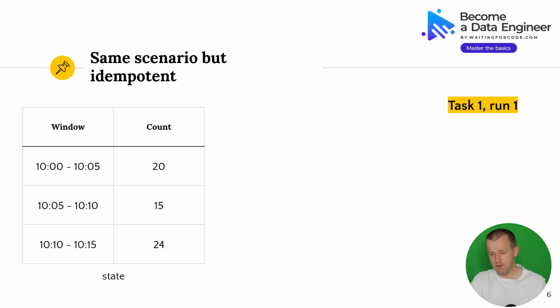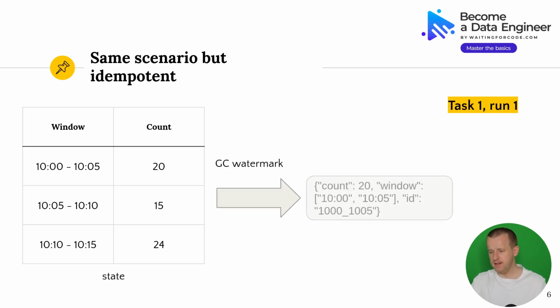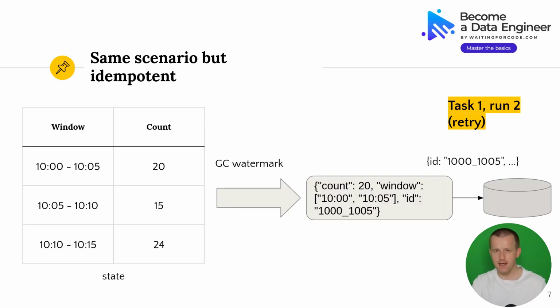Here we have the same scenario, but this time we implemented some kind of idempotency logic for the write. We have GC, and this time the ID value comes from something related to the data, and this something is immutable, like for example the window range. We have the start and the end time that will not change. So here we write the entry, and when we have to retry this task, the ID is the same, and in the end we get only a single record in the database.